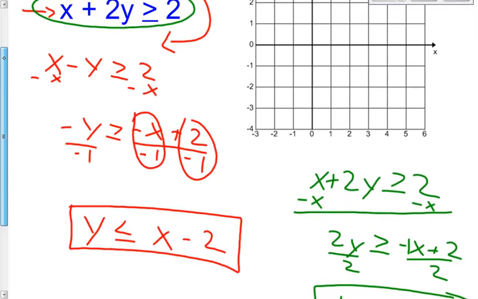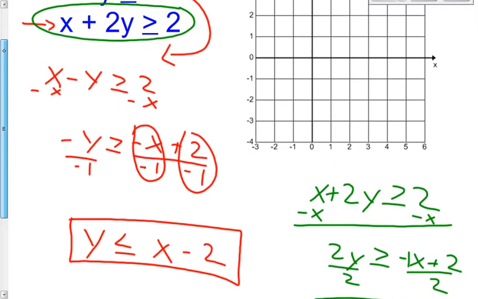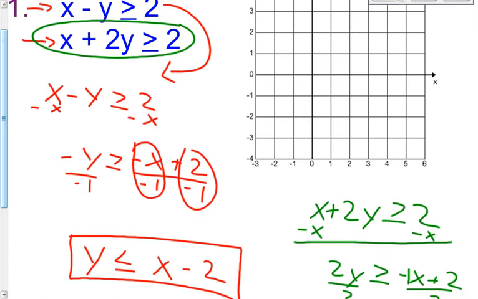My first one is y is less than or equal to x minus 2. So my y-intercept is a negative 2, go down 2. And then my slope is a rise of 1, run of 1. So now you're going to connect these dots with a straight line. Get out a planner or an edge of a book, a ruler. So there is one of my lines.